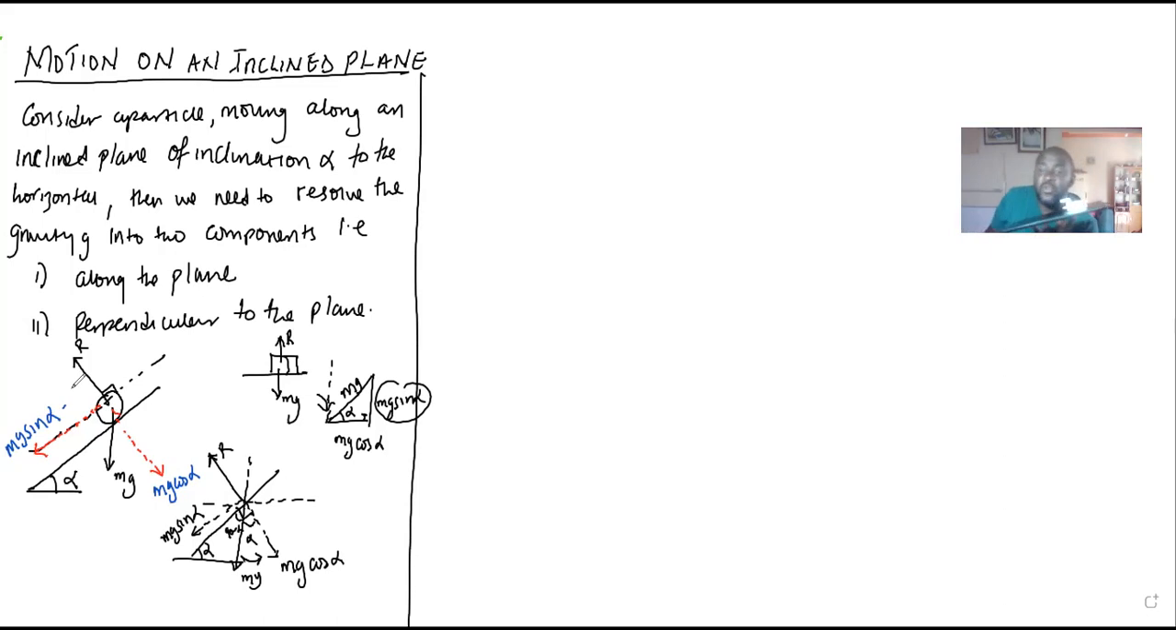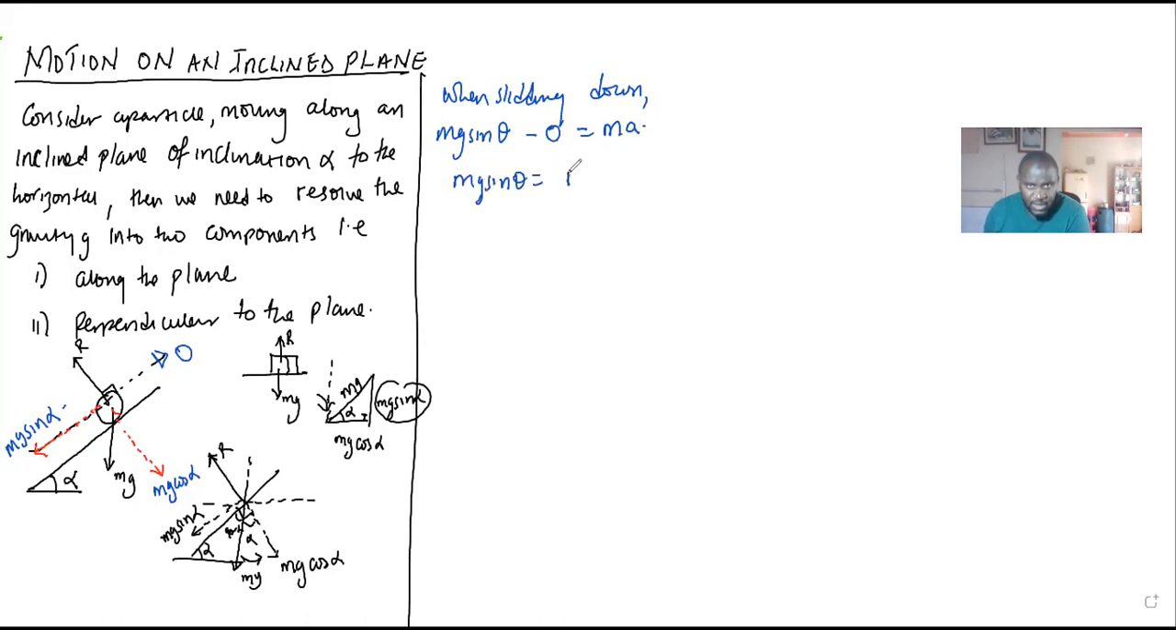Now, the reason why this body slides down is because mg sine alpha is pulling it downwards. And if there is no force overcoming it, the body will slide down. Because there is no force acting upwards here, look at this point. Because there is no force this way, it means when sliding down, mg sine theta overcomes nothing to give us the resultant force, ma. It is from this note that mg sine theta is equal to ma.